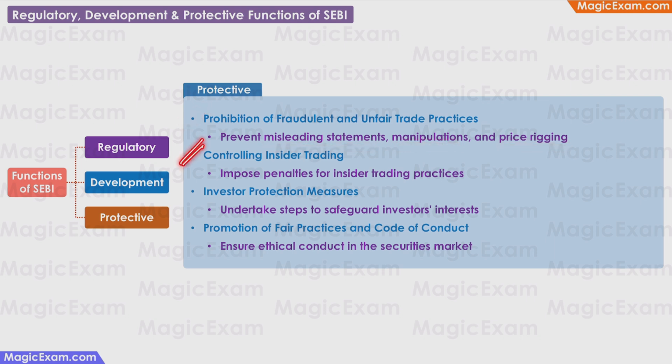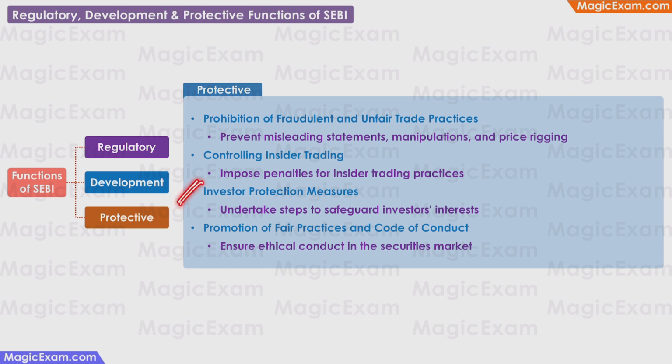The second one is controlling insider trading. Insider trading is when someone with confidential information about a company tries to make unfair profits by using that information and trading its shares. SEBI keeps a close watch on the market and imposes penalties on anyone who is caught using insider information. This is done to maintain a level playing field.